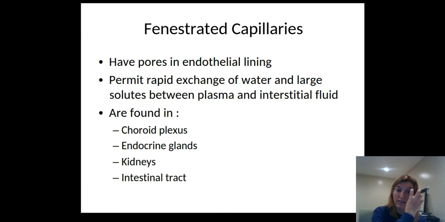The fenestrated, as I said, have those pores, and this is going to allow for very large molecules to squeeze through, things like the hormones, as I mentioned, and the choroid plexus, which is, again, where that exchange of cerebrospinal fluid and blood takes place. The endocrine glands allow for the exchange of hormones, the kidneys allow for, again, hormones and special proteins to get back and forth, as well as the intestinal tract allowing those large food particles and fat droplets to come in.